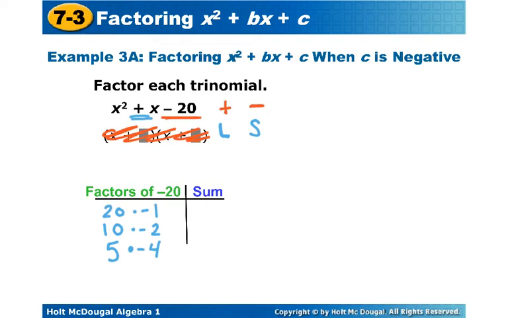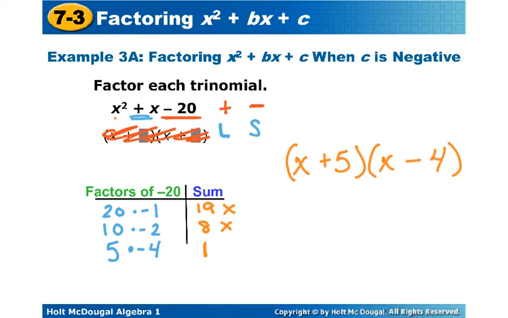So finding the sum now, 20 plus negative 1 is 19, which isn't what I had. 10 and negative 2 gives me 8, which is not my middle term. And then 5 and negative 4, which is 1, which is what my middle term is. So writing your two sets of parentheses now for your binomials, you have x squared, so your first term is going to be x. And then your last term, you have positive 5. And then the other one's a negative 4. So you have x plus 5 times the quantity of x minus 4.